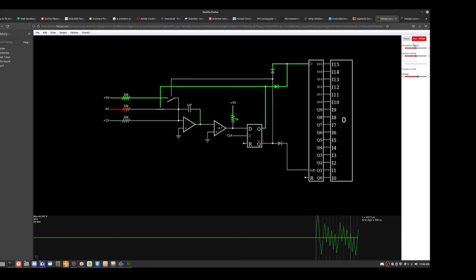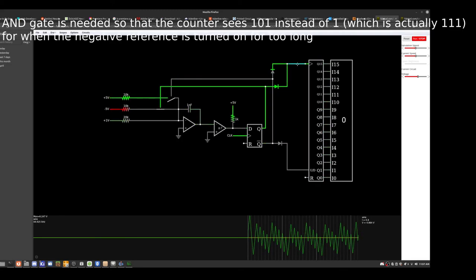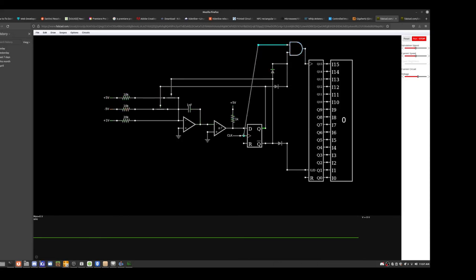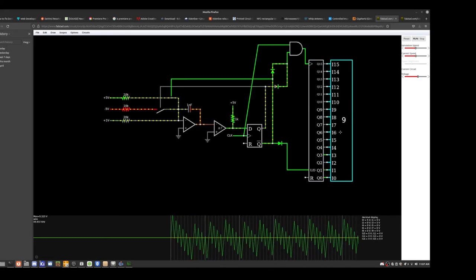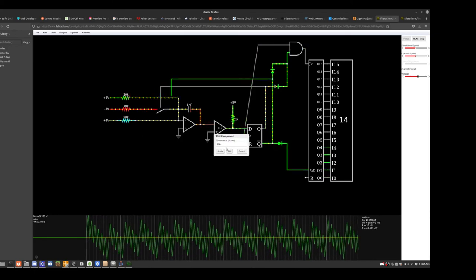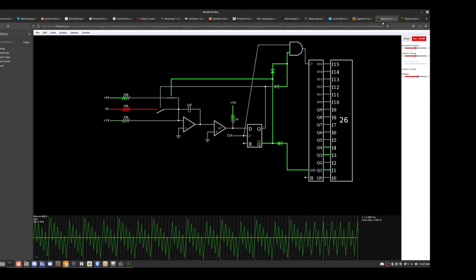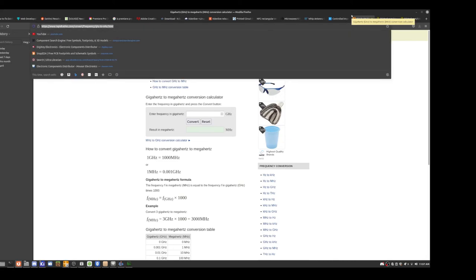I think I need to add an AND gate. Okay, there we go. So you can see here, this counting is slowly going up. Now I want to change this to 10 gauge just so that we can better understand the math. So now we have to get our equation, which I forget, so I have to go on Earth of Electronics.